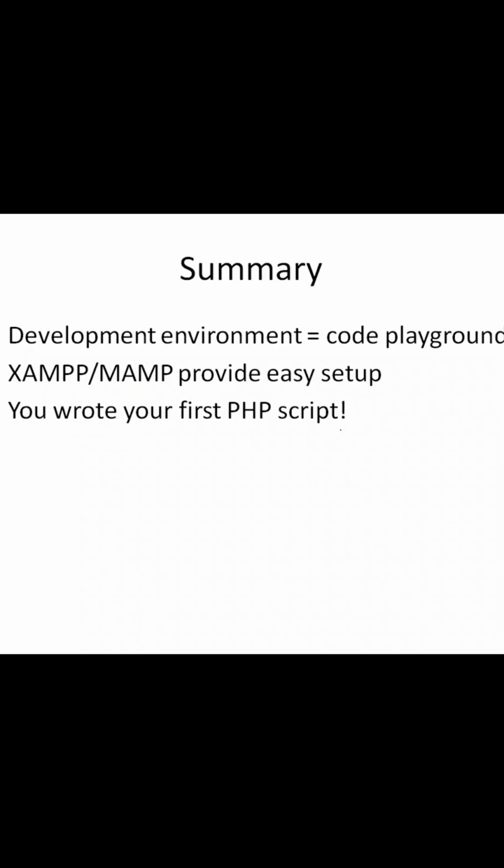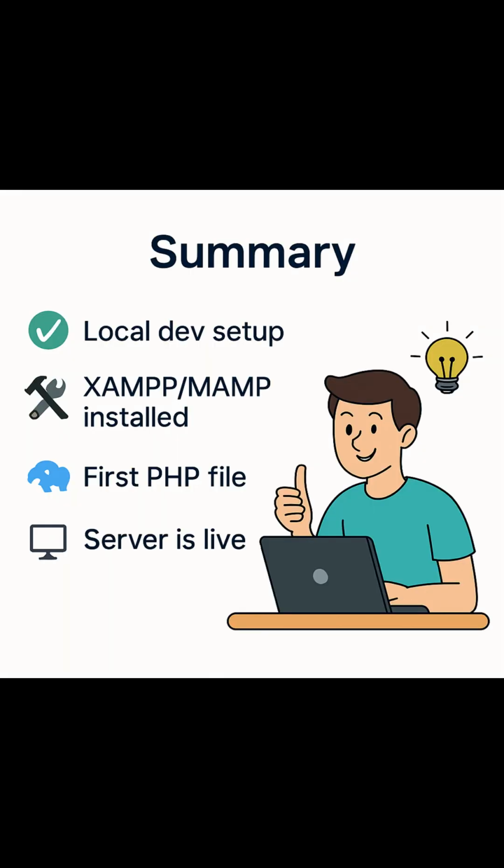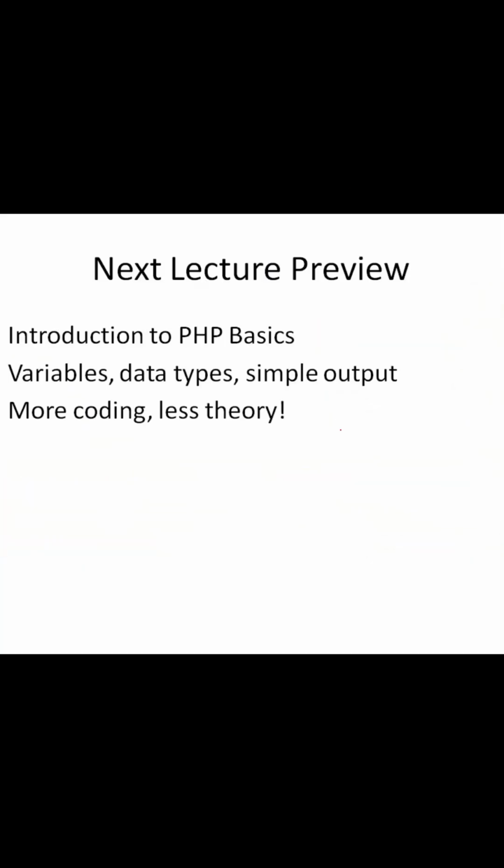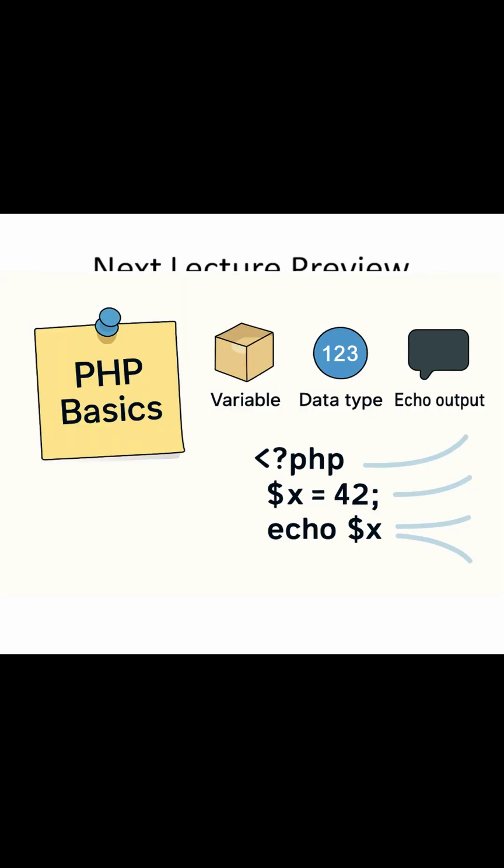Now let's summarize what we are looking at here. Development environment, which is your code playground. Then we talked about XAMPP or MAMP, which provides easy setup. And then we talked about how to write your first PHP script, and that has been done. In our next lecture, we'll be talking about an introduction to PHP basics, where we will look at variables, data types, simple outputs, more coding, less theory. That is what we are expecting to do in the next lecture.